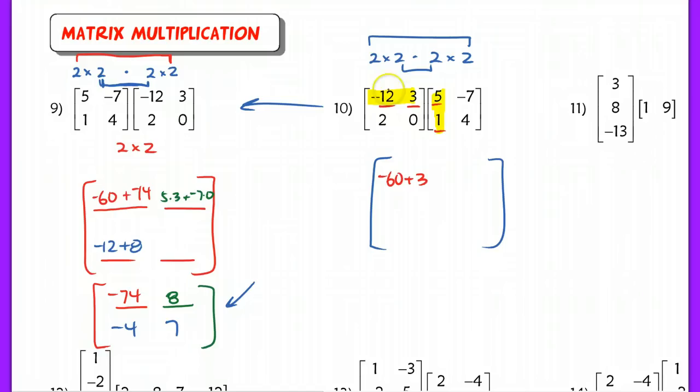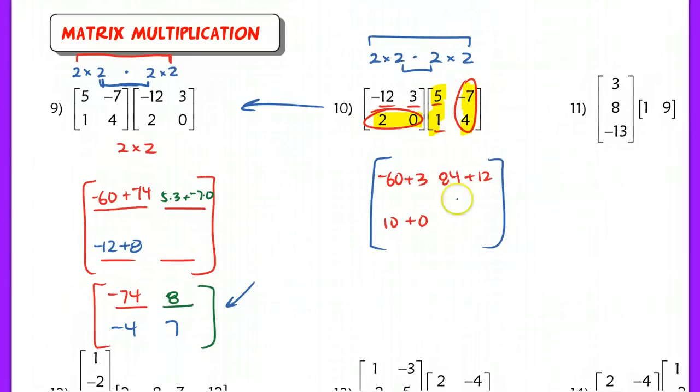So negative 12 times 5 gives me negative 60 plus 3 times 1. And the second column here, I'm going to multiply the first row, second column, to get positive 84 plus 12. And then I move on to the next row. Next row here is going to be 2 times 5, 10, plus 0 times 1, 0. And lastly, that last row with the second column here gives me 2 times negative 7, negative 14, plus 0 times 4. Alright, that results in a new matrix: negative 57, 96, 10, and negative 14.